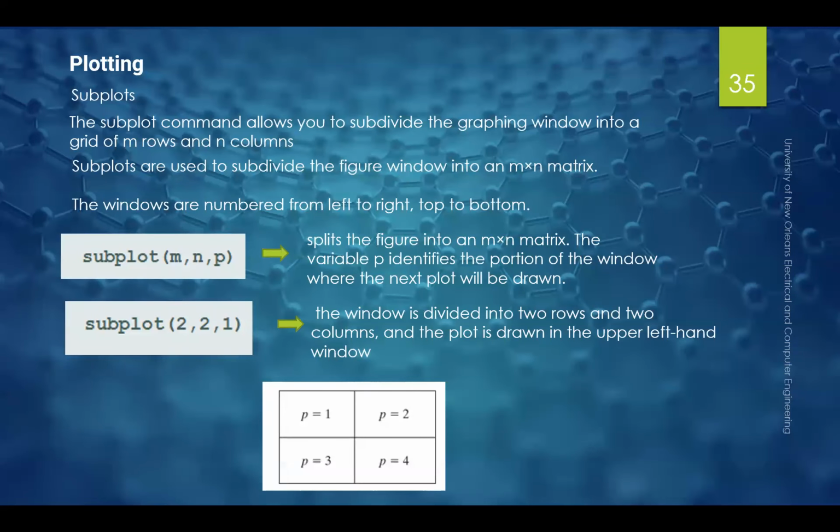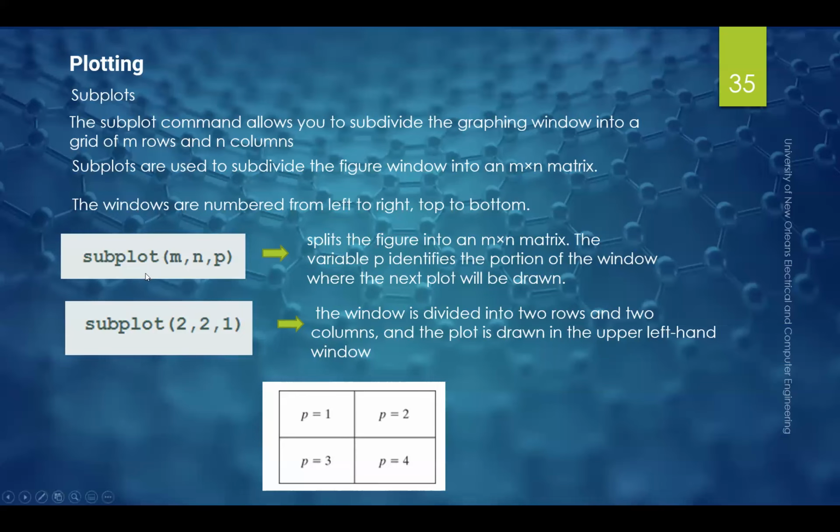Okay, another useful feature is the use of subplots, and with subplots, you can subdivide the window into a grid of m rows and n columns, meaning that you can put multiple plots on the same window, not necessarily on top of each other, but actually independent plots. So you're basically subdividing the figure window into an m by n matrix. The windows are numbered from left to right and top to bottom.